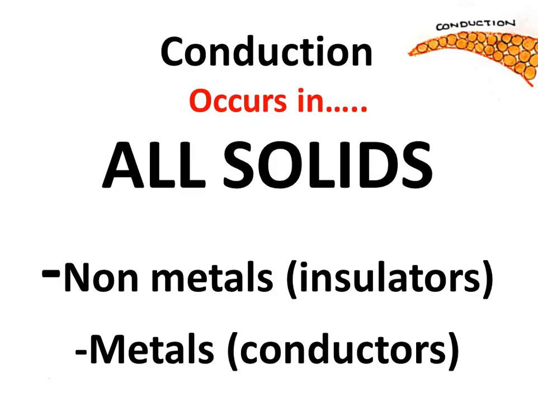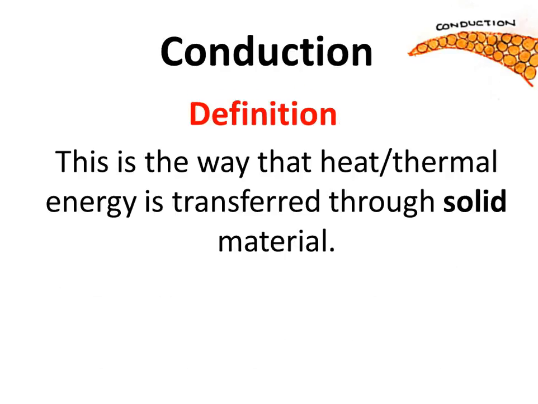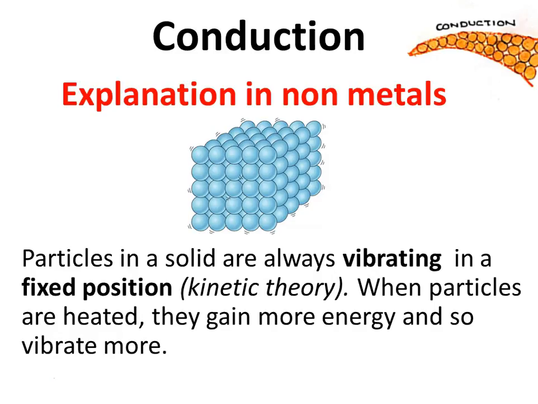Some people get confused and think it only happens in metals. It doesn't. It happens in non-metals, which are insulators, and it also happens in metals, which are conductors, but it happens in different ways, so you need to know both of those ways. Definition: it is the way that heat or thermal energy is transferred through a solid material. Explanation for it in non-metals.